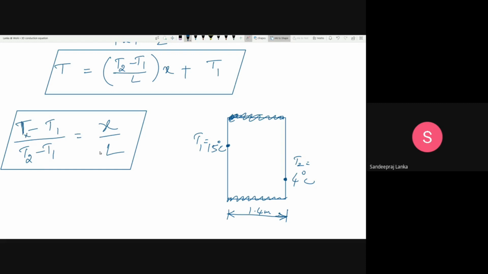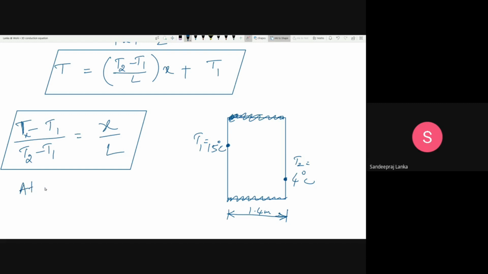Okay, temperature at any given x. At this x you know, at this x you know. In between you don't know. To find out the temperature in between, maybe at 1 meter, maybe halfway, maybe 1/4 or 3/4, anywhere you want to find, this equation will be helpful to you. How will it be helpful?